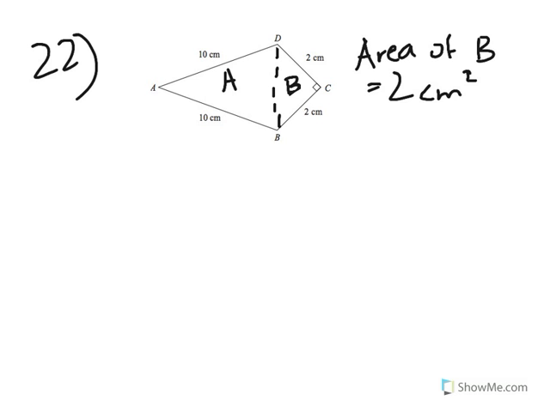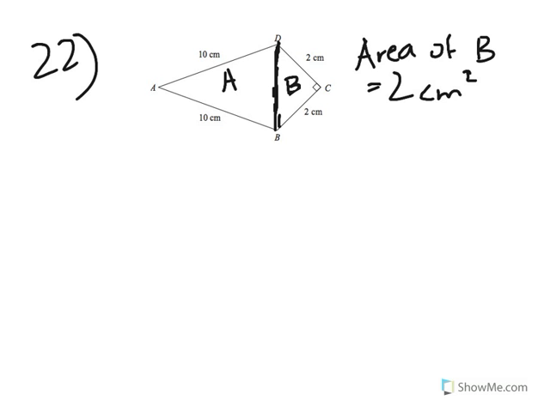Now shape A is an isosceles triangle. It's not a right angle triangle. We don't have the height. We don't have the base. But from this diagram, we can see that this is the base of shape A. It's the base length of shape A, because if you just flip your paper over and make shape A straight, you'll see that that's the base. So how do we find that length?